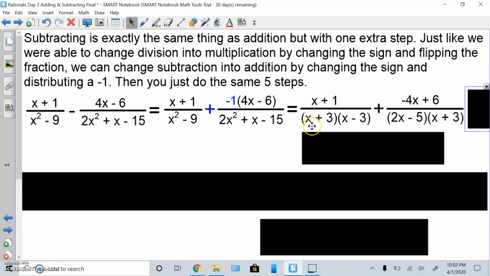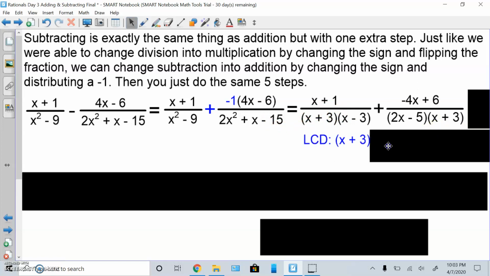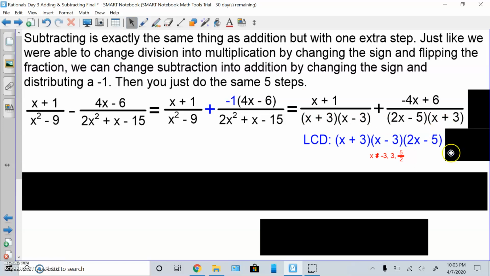Now I find my LCD. I need x plus 3. There's 1 here, there's 1 there. The most that appears is 1, so we need at least one of them. x minus 3 appears once here, 0 times there, so we need one of those. 2x minus 5 appears once here, 0 times there, so we need one of those. And then this x plus 3 already showed up earlier, so we skip that. It's a repeat.